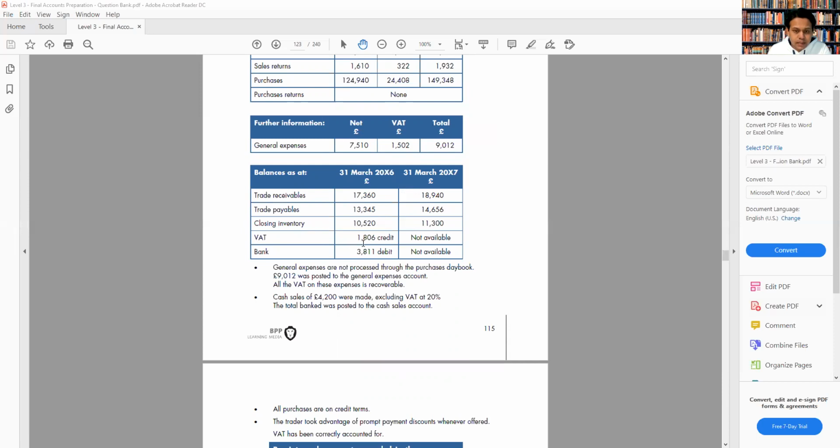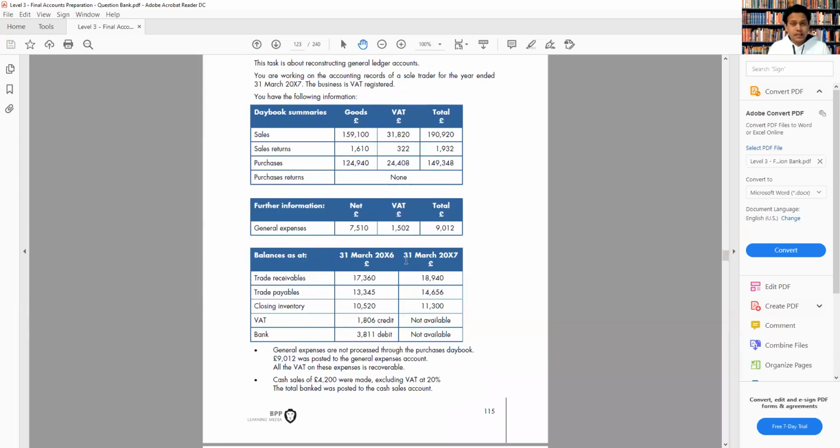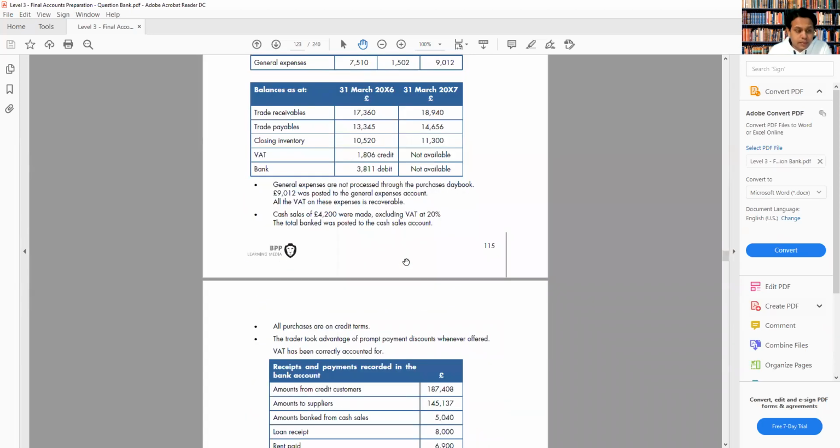VAT we have only the closing balance for 2006, that is credit balance. We don't have a balance c/d. And the bank we have opening balance 3811, that is debit. So this is our balance. Remember, all of this record we are talking about, this is our record. So looking from our point of view, from the business point of view.